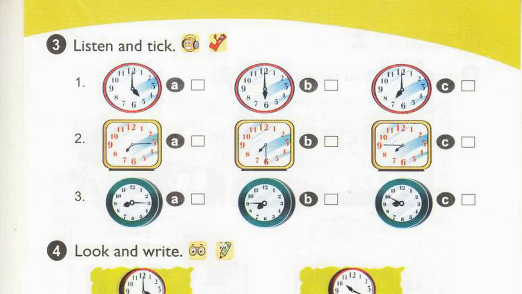Page 7. Activity 3. Listen and tick. 1. Mum, it's time for breakfast now. What time is it, Mum? It's 6 o'clock. Okay, Mum.